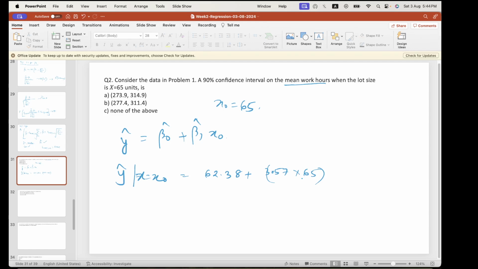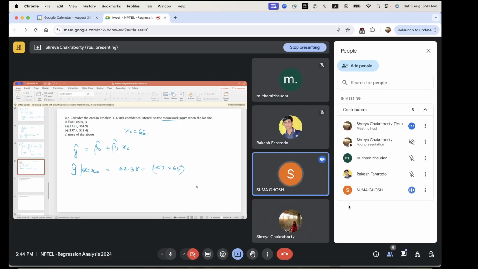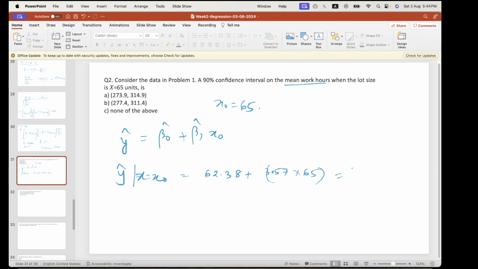So this is 294.43. So this would be 294.43. Alright. Now what is being asked? Mean work hours when lot size x is 65 units. So from here also it's clear that lot size is the predictor and work hours is the output. Fine.